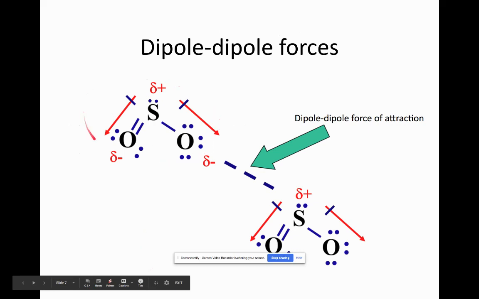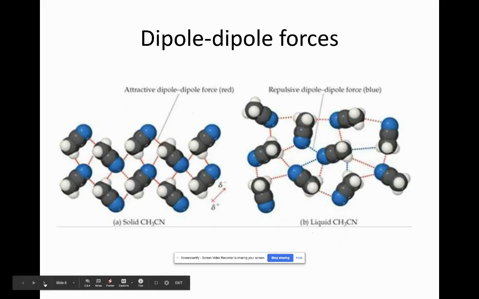So if we look here, we've got a polar molecule, sulfur dioxide, and there is an attractive force. The intermolecular force of dipole-dipole is between the somewhat negative end of sulfur dioxide to the positive end of a different sulfur dioxide molecule. So dipole-dipole is referring to the interaction between the oppositely charged poles of two different polar molecules.